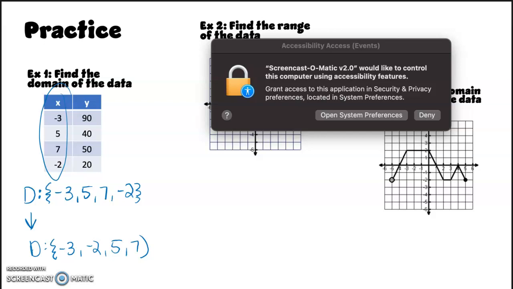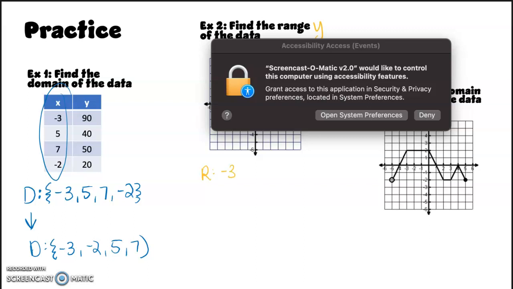Alright, example number 2, we're going to find the range of the data. Range is our y values. So let's look at it. What is our smallest y value that you see? How low does the graph go? This is the lowest point that I see, and that looks like it's at -3.